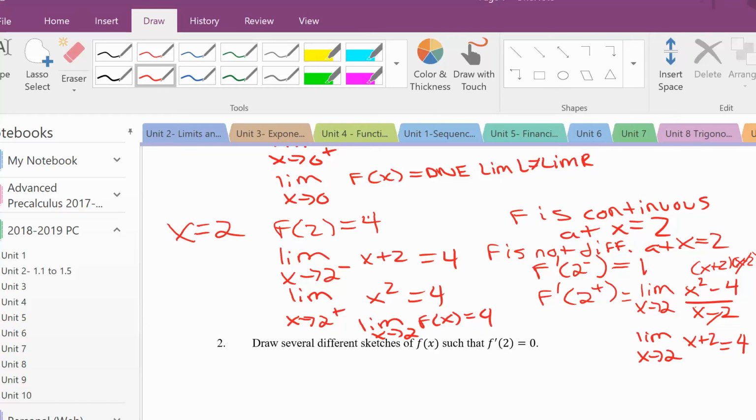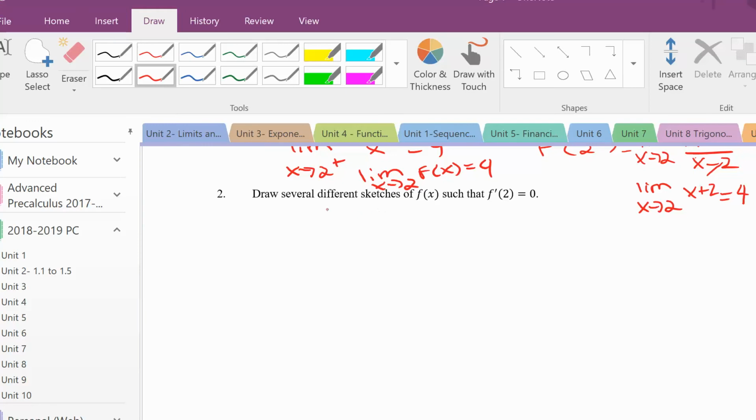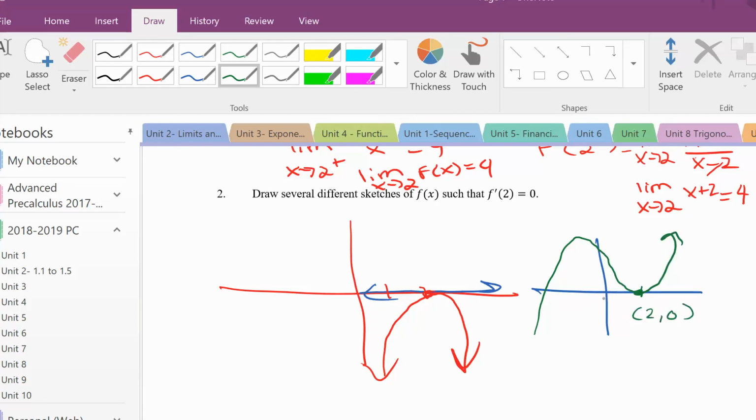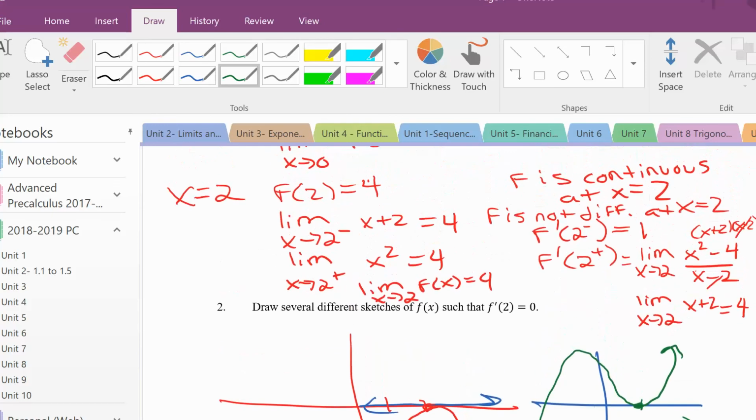What could happen in number 2? Draw several sketches of f of x such that f prime of 2 is 0. So if you have a function at 2, like a parabola, that could give you a horizontal tangent line. I'll do one more. Let's say you had a function like this, where this is 2, 0. That would be a horizontal tangent line as well. All right, so that's what happens there.